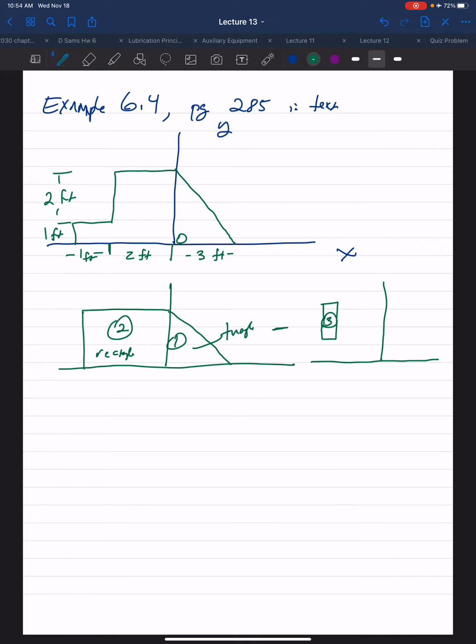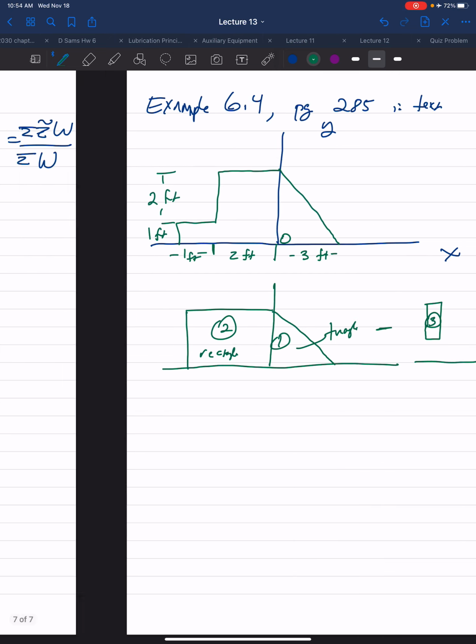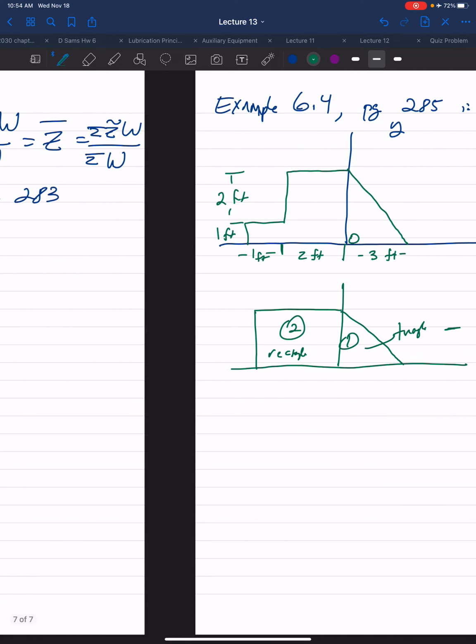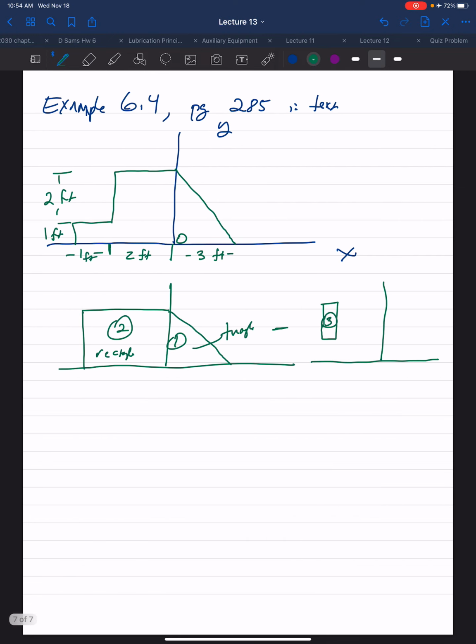And the question is asking us to determine the centroid of the area, which we said X bar, Y bar, Z bar can give us using those formulas. So a good way to do these problems is to construct a table. When we say segment, we're referring to each part that makes up the composite body, which we've labeled numerically, 1, 2, and 3.